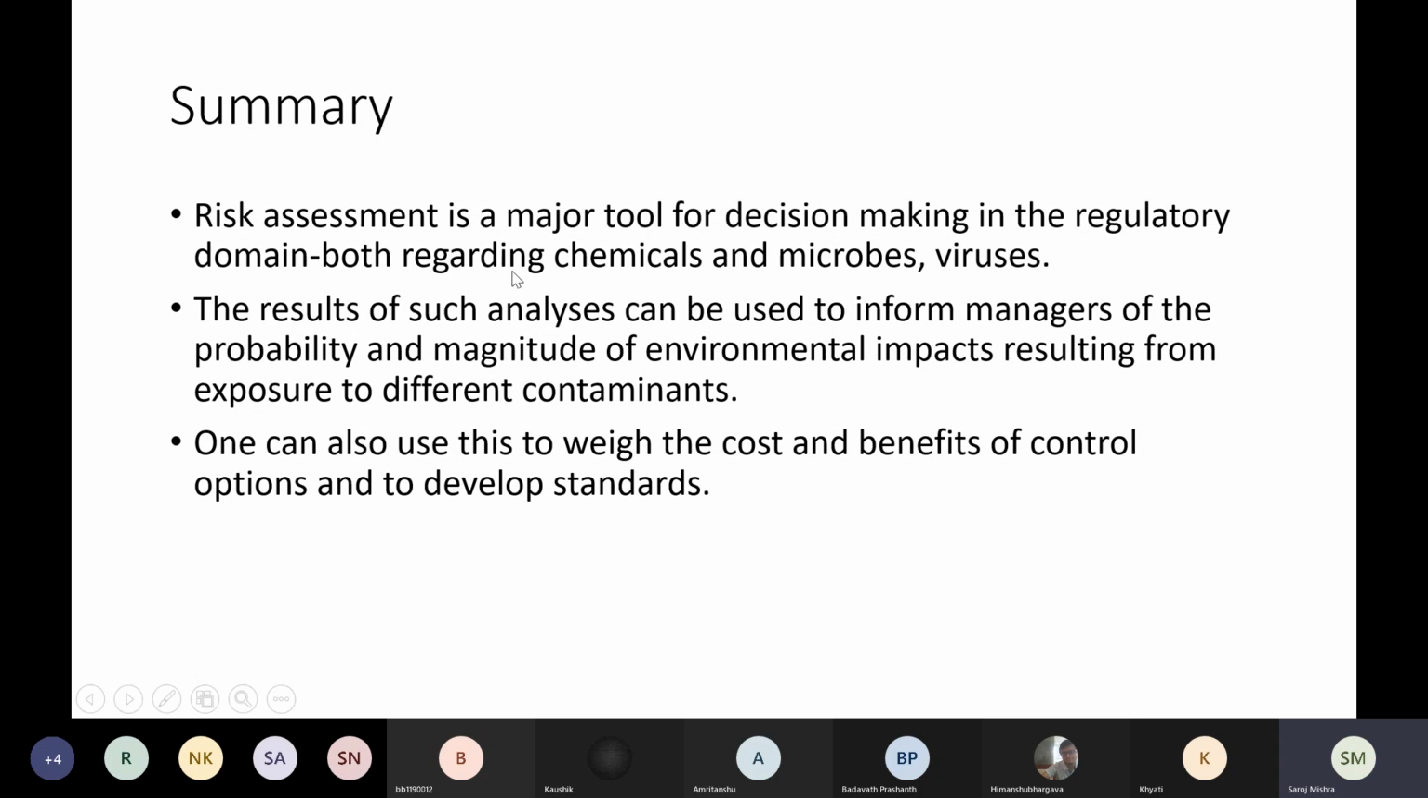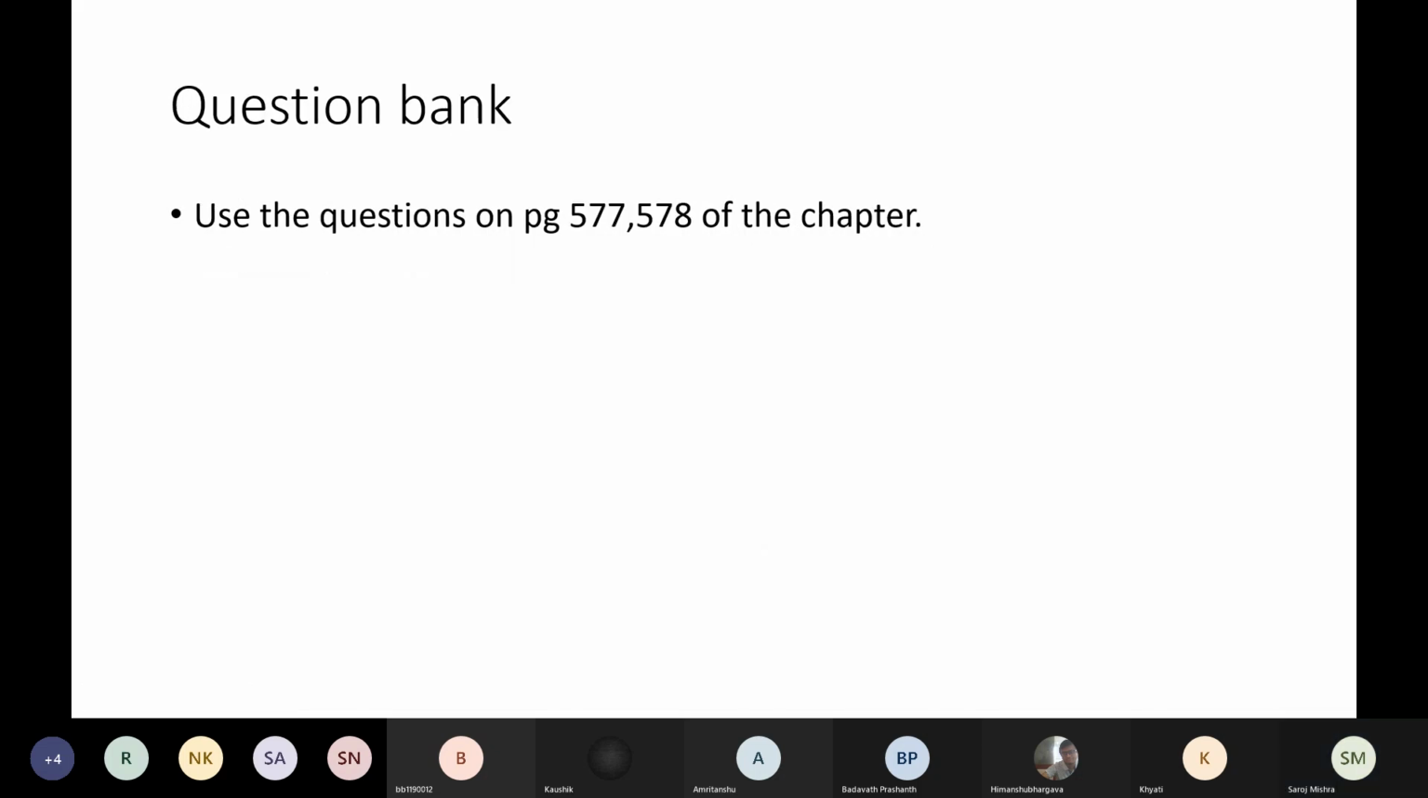So in summary, risk assessment is a major tool for decision making in the regulatory domain, both regarding chemicals, microbes, viruses, radioactivity, or what have you. The results of such analyses can be used to inform the managers of the probability and the magnitude of the environmental impact, which is resulting from exposure to different contaminants. One can also use this to weigh the cost and benefits of control options and to develop certain standards. Then in that risk assessment chapter, which is in the textbook, there are a number of questions given in the question bank. So please see those also.